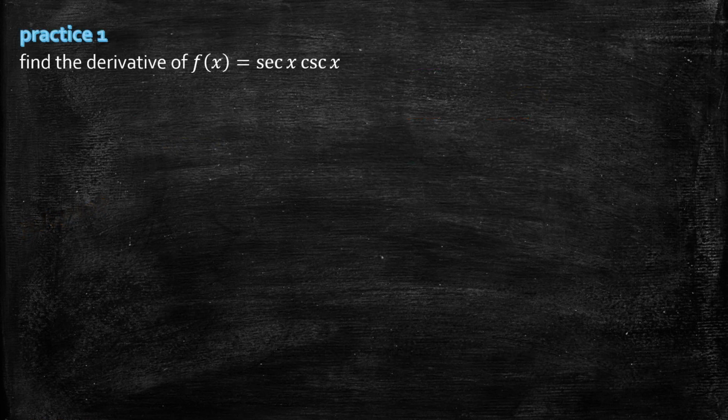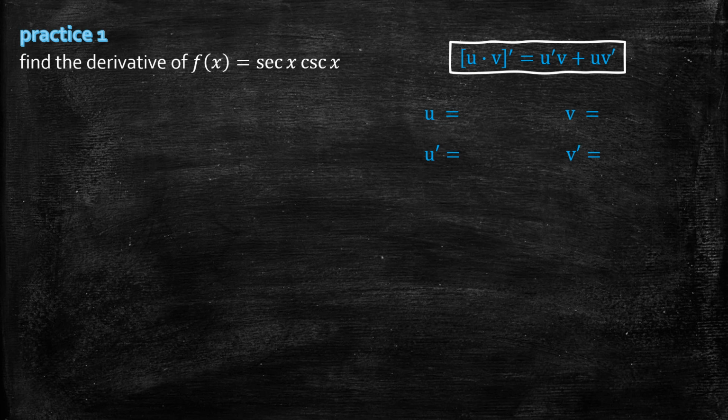So let's do some practice problems involving trig derivatives. Here we have f of x is secant x cosecant x, which you should recognize as being a product, and therefore we will set up the structure again as we did for the quotient rule. u customarily is the first function, so u is secant x and v is cosecant x, but it doesn't really matter which you choose because it's perfectly symmetric.